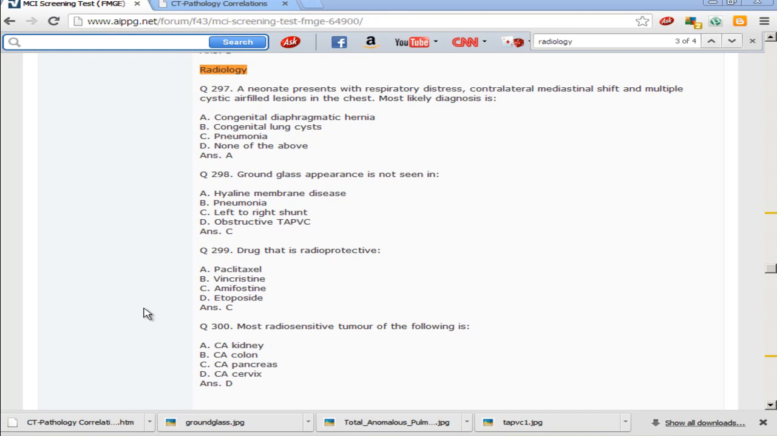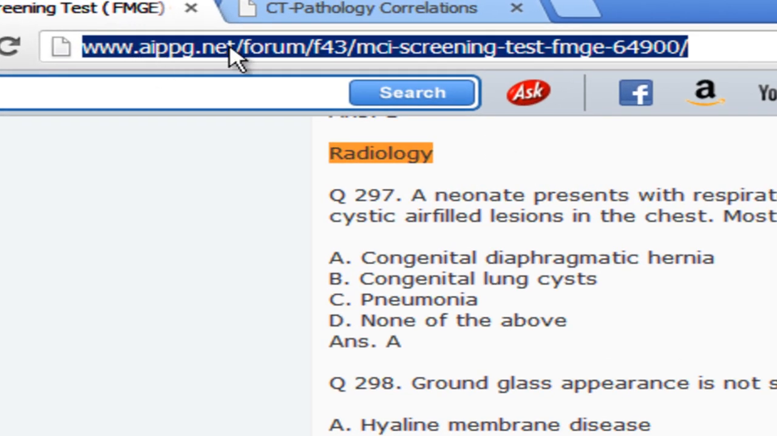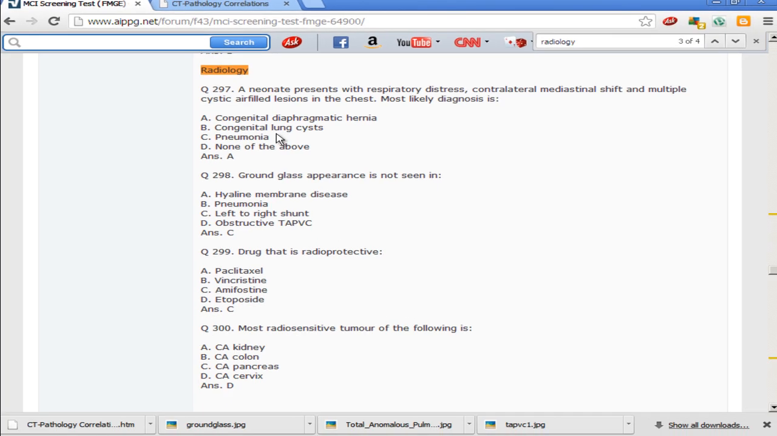Hello dear friends, today we'll be seeing the radiology section. As usual, we are going to visit this site, www.aappg.net, and you can see the whole extension. And let us start with the questions.